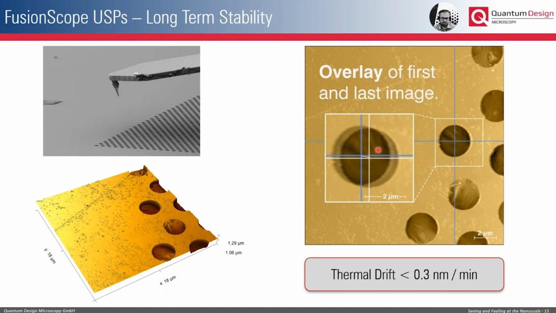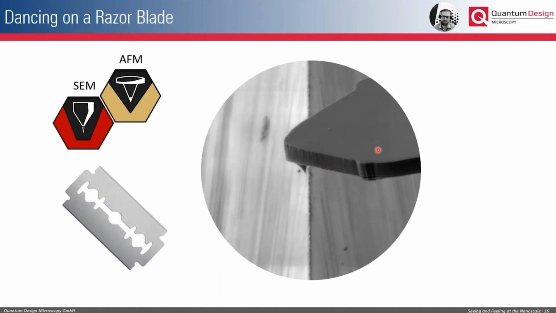Now in the second part of my presentation, I want to highlight a few applications that you are able to do with the FusionScope system. And the first one I want to show is what we call dancing on a razor blade. So the experiment that we performed here, we chose a very demanding sample, in this case, a wet shaving razor blade that you can see here.